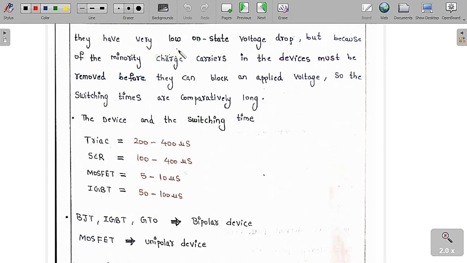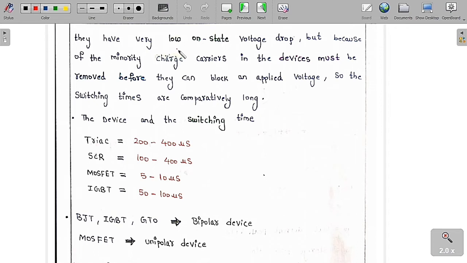The onset voltage drop is very less because the minority charge carriers in the device must be removed before they can block an applied voltage. So if they want to block any applied voltage, the first thing is we have to remove all these minority charge carriers as fast as possible. So switching times are comparatively long.